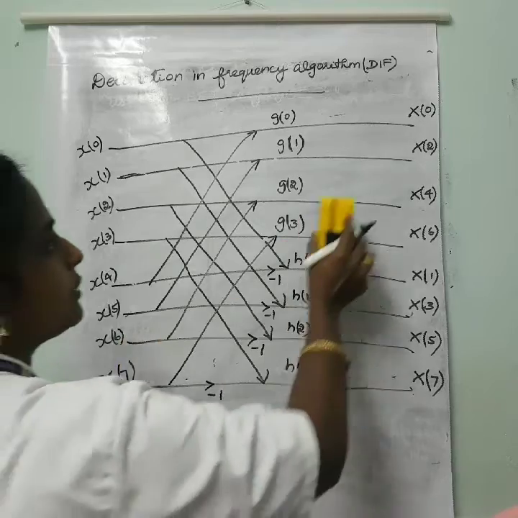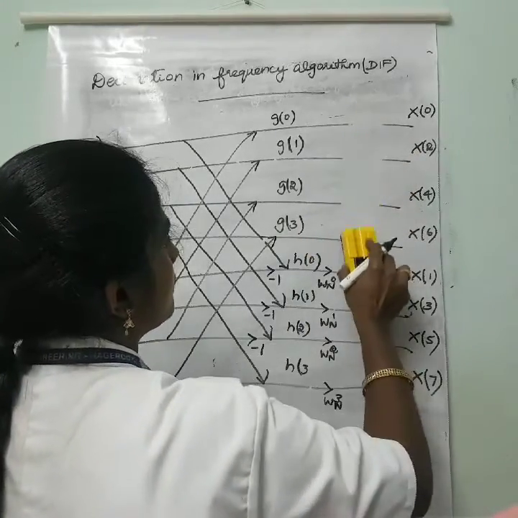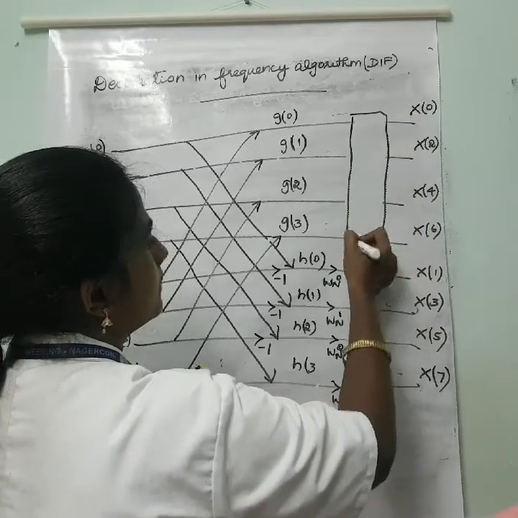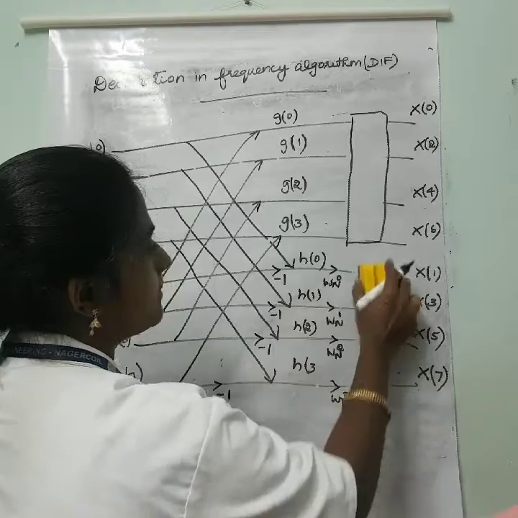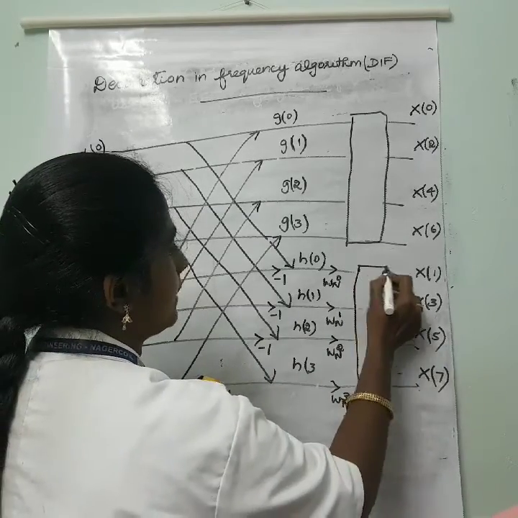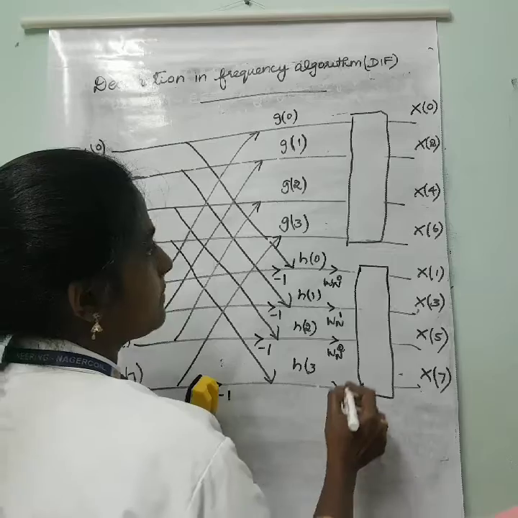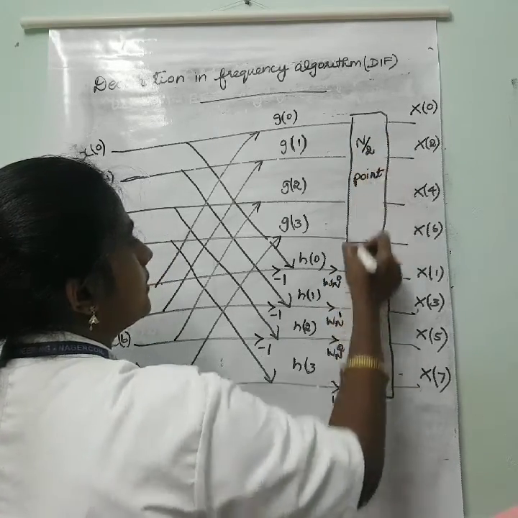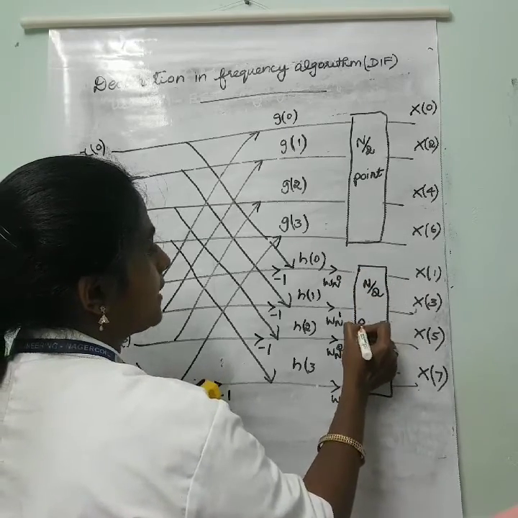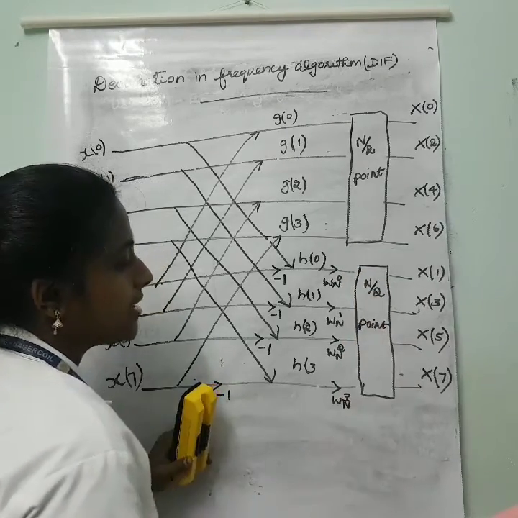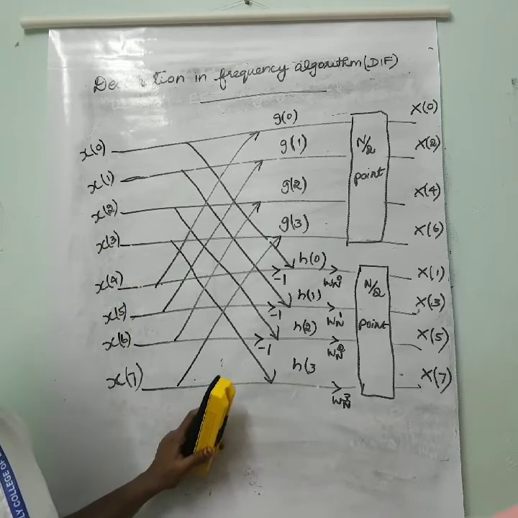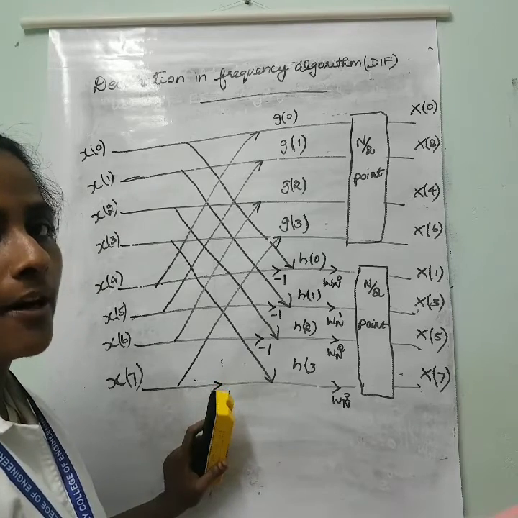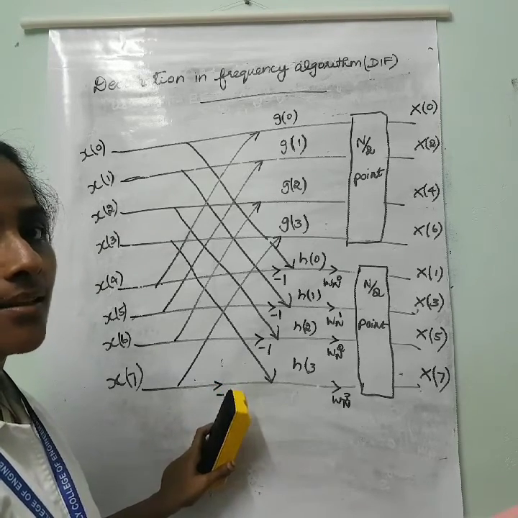Now you can join these 4 lines, so you will get like this. Here also you can join these 4 lines. You will get like this. You can join the 4 lines by a block, n by 2 point. So this is the first stage butterfly diagram for the DIF algorithm. The remaining part we can see in the next class. That's all. Thank you.